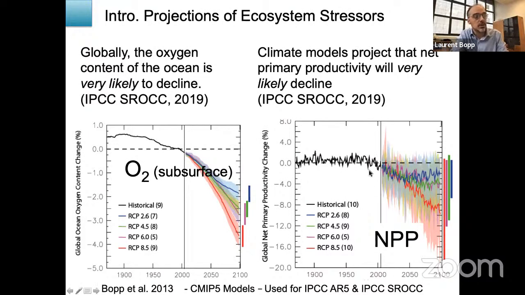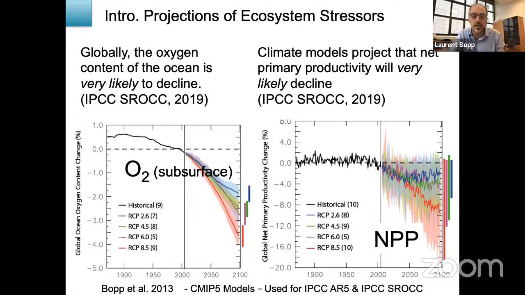And on the right, you see that the models do project a decline in global NPP by up to -16 to -20% for some models, but with lots of uncertainties. The NPP projections here for the high emission scenario in red give you something between almost no change to -16 to -20%. So productivity will very likely decline. That's one of the conclusions of the special report on the ocean 2019, but with lots of uncertainties on the quantitative estimates of this decline of NPP.